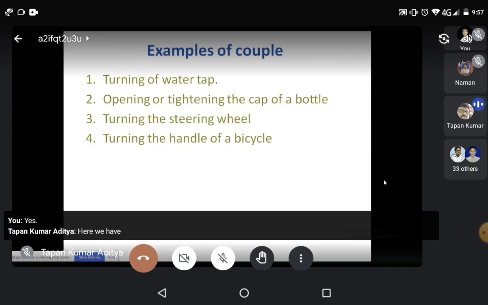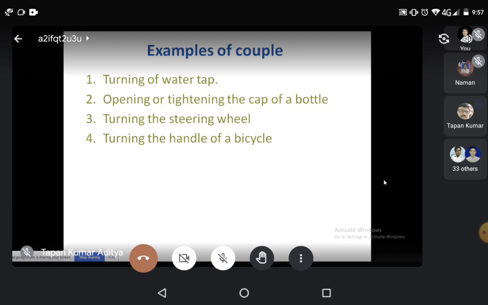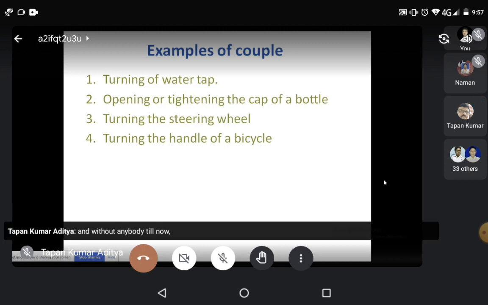Here you have a few examples of a couple: turning of a water tap, opening or tightening the cap of a bottle, turning of the steering wheel, turning the handle of a bicycle. All are examples of couple.